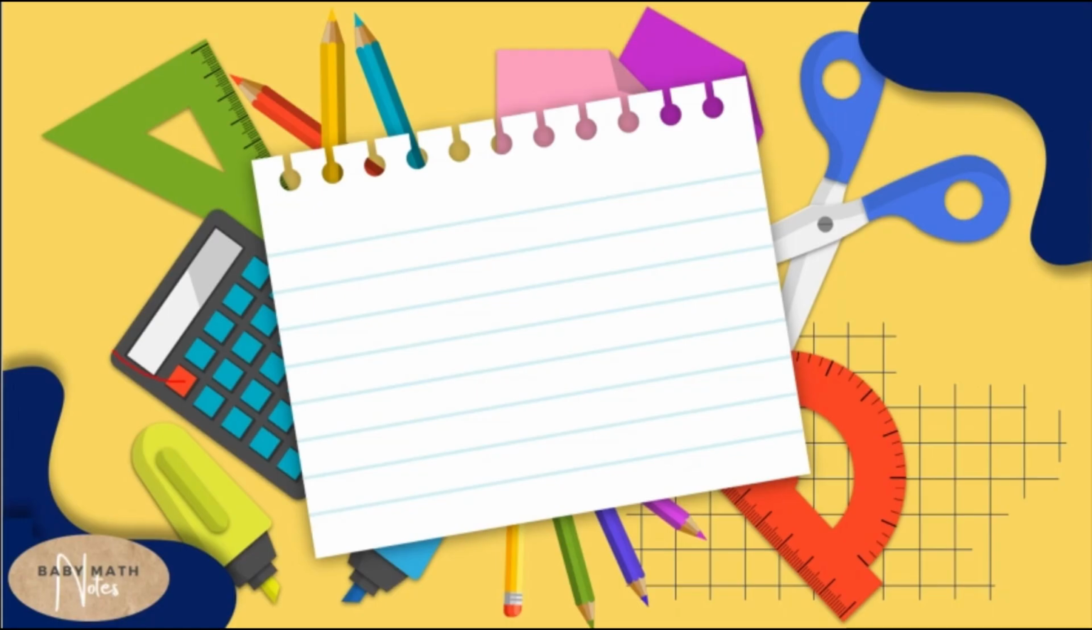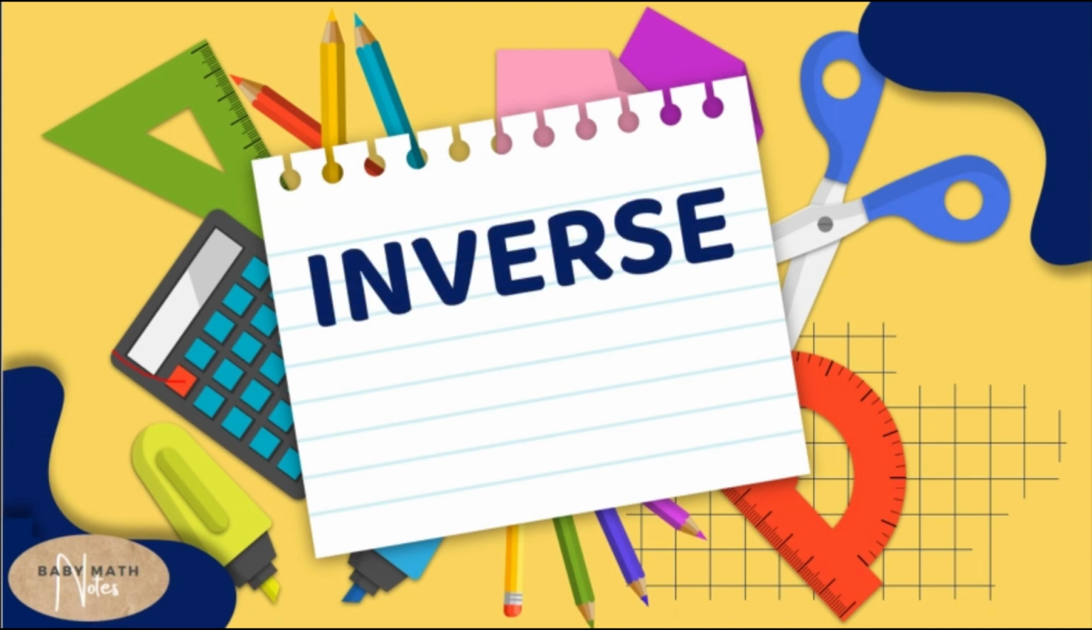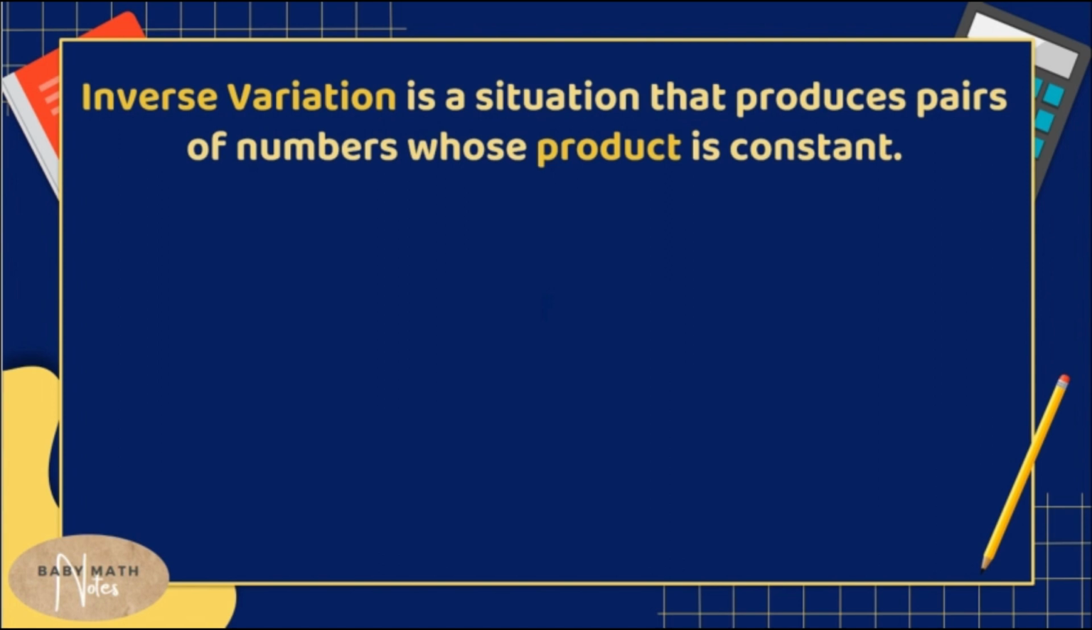Our topic for today is all about inverse variation. And in dealing with inverse variation, these are the following notes that you need to remember. Inverse variation is a situation that produces pairs of numbers whose product is constant. So, pag sinabi natin inverse variation, yung dalawang quantities, pag kinuha natin yung product nila, yun ang magiging constant of variation natin.